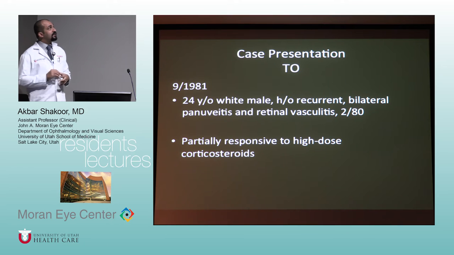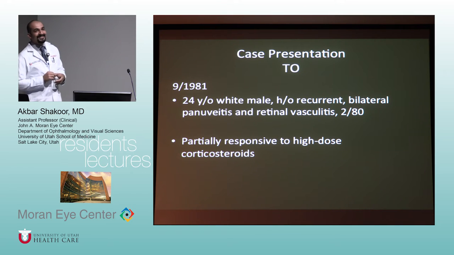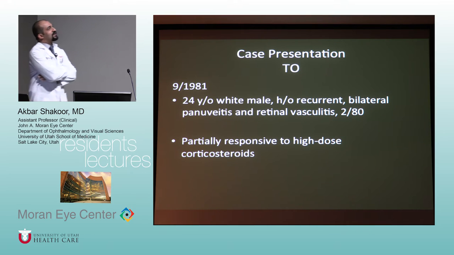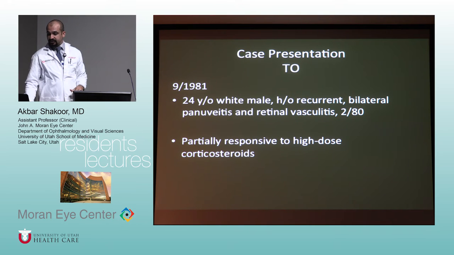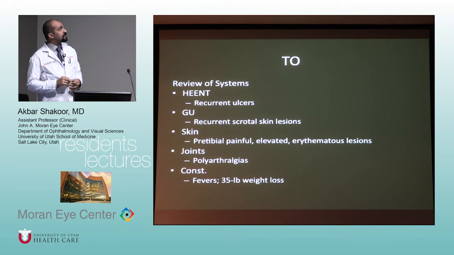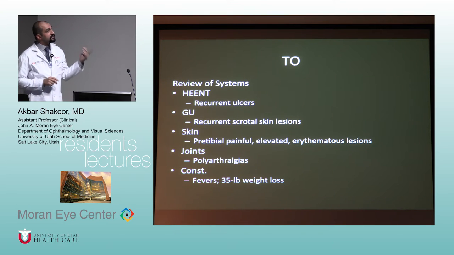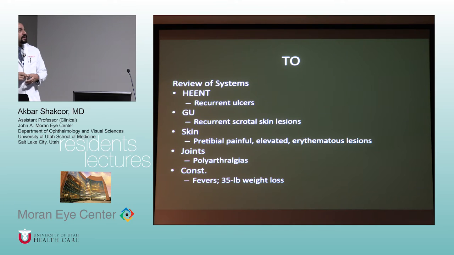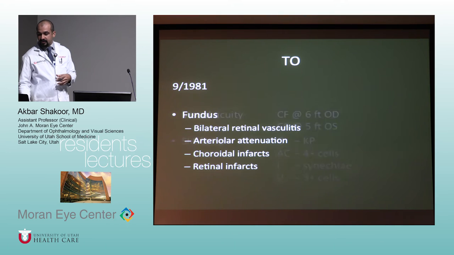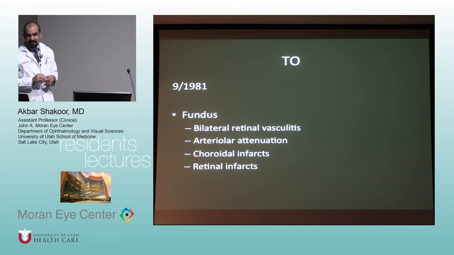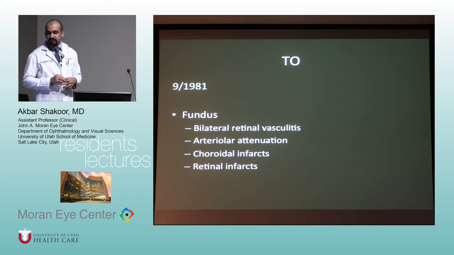This is not my patient because I was 3 at the time, but a 24-year-old white male with recurrent bilateral panuveitis and retinal vasculitis, partially responsive to high dose corticosteroids. Review of systems was positive for recurrent ulcers, recurrent scrotal skin lesions, painful elevated erythematous lesions, polyarthralgias and fevers, and a 35-pound weight loss. There's bilateral retinal vasculitis, arteriolar attenuation, choroidal infarct, and retinal infarct.